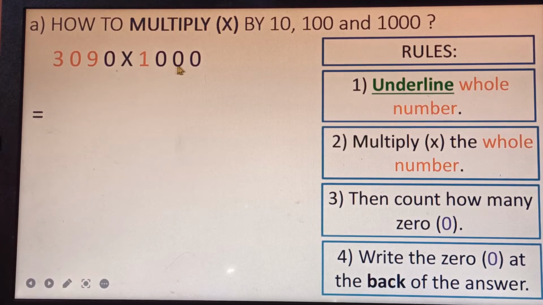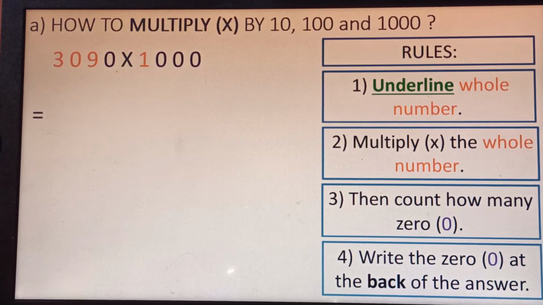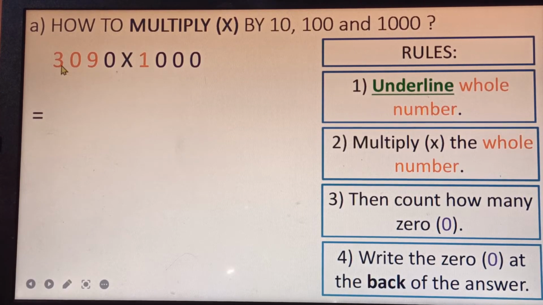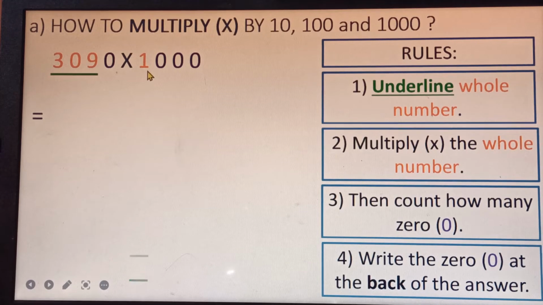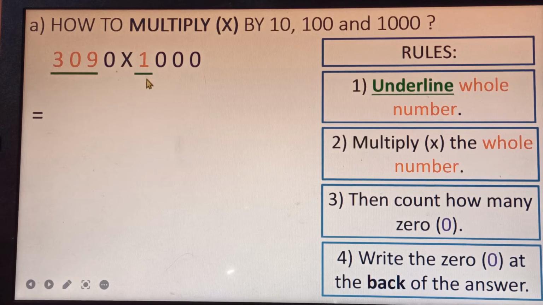3,090 times 1,000. Remember, underline the whole number first. Which one is the whole number? 3,090. Which one should we underline? Yes, 309 saja. 0-nya di belakang, jangan digaris. Pasal tadi kan kira 0-nya di belakang. Okay? Kecuali yang 0 di tengah, itu termasuk whole number, tanda garis. Okay. And 1 is the whole number also. And we multiply 309 times 1 is equal to, yes, 309.